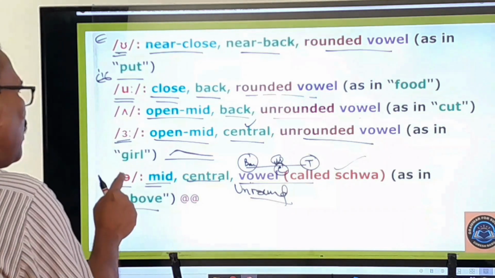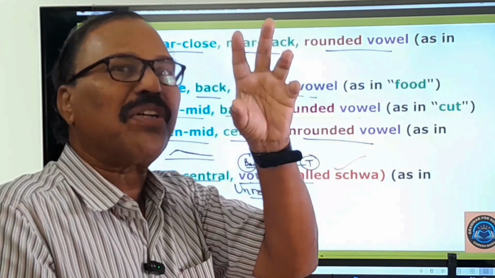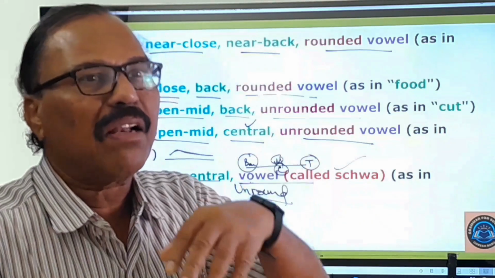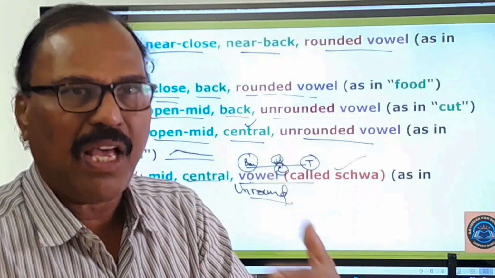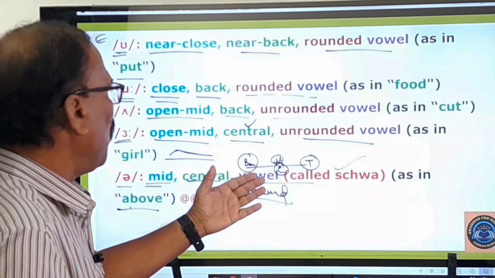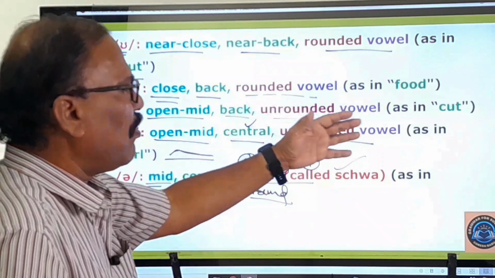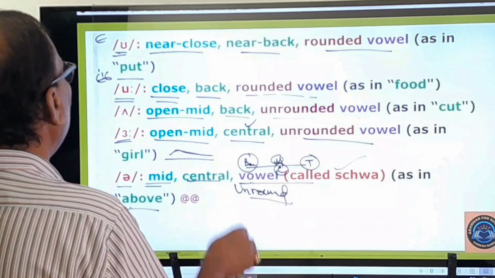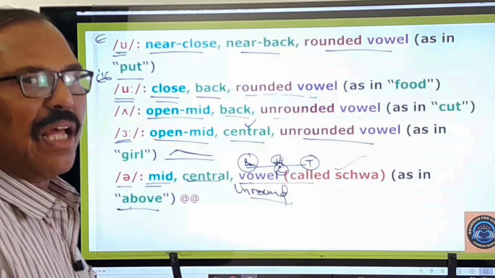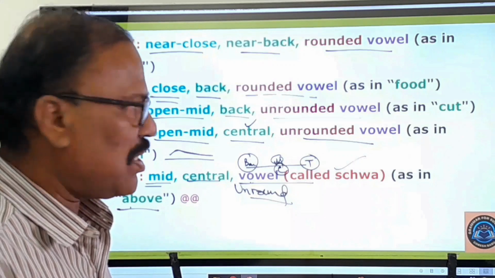So in this way, depending on the position of the tongue and the position of the lips, vowels are given other names like this: mid central unrounded vowel, open mid central unrounded vowel. These are the other names given to the vowel sounds. Now let's move on to learn about the consonantal sounds.